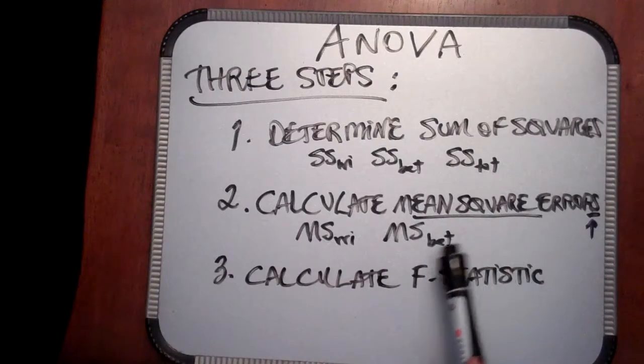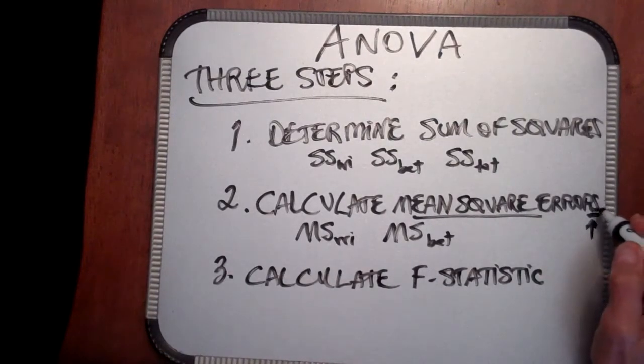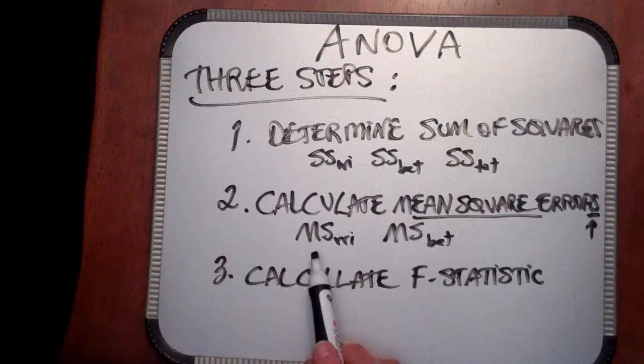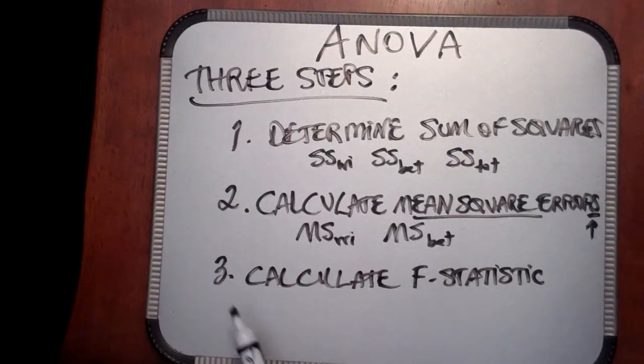And then for step 2, mean square error is now mean square errors, plural. So now you have to calculate mean square error within and mean square error between. And then finally, you need to calculate the F statistic.